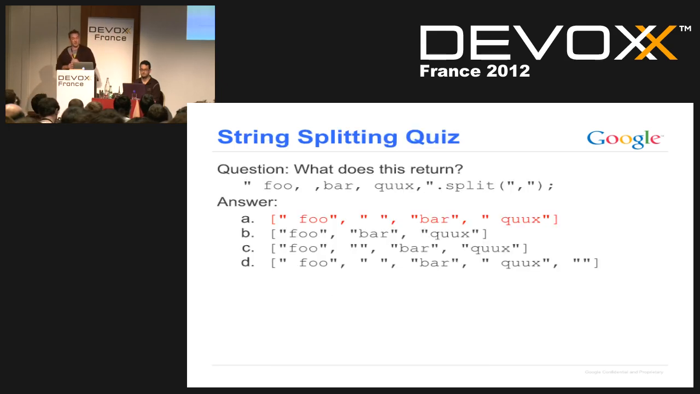Okay, string splitting quiz. Can anyone tell me what that split statement at the top will do? Who thinks it's A? A few. B? And a few. C? D? Okay, so majority said D. It's actually A.